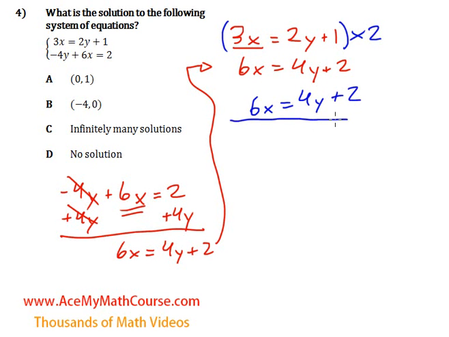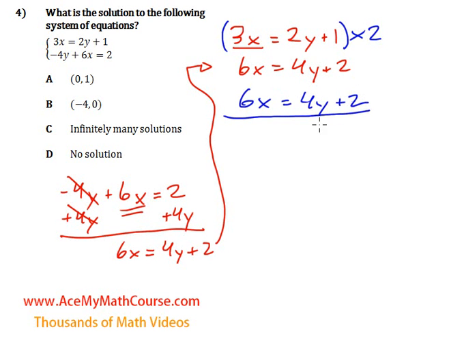Look at that. So 6x equals 4y plus 2. Now look at this. The equations actually match up perfectly. If I were to subtract them, everything would cancel out.